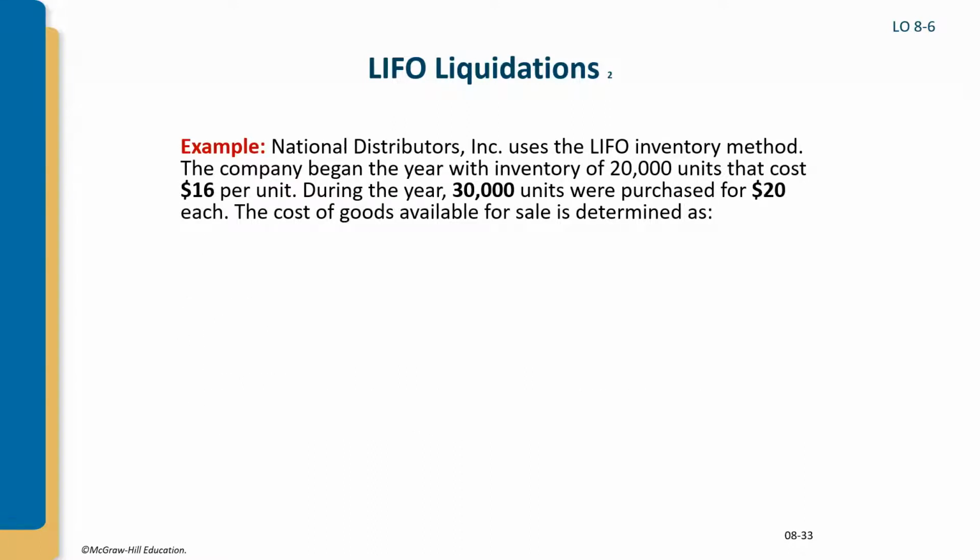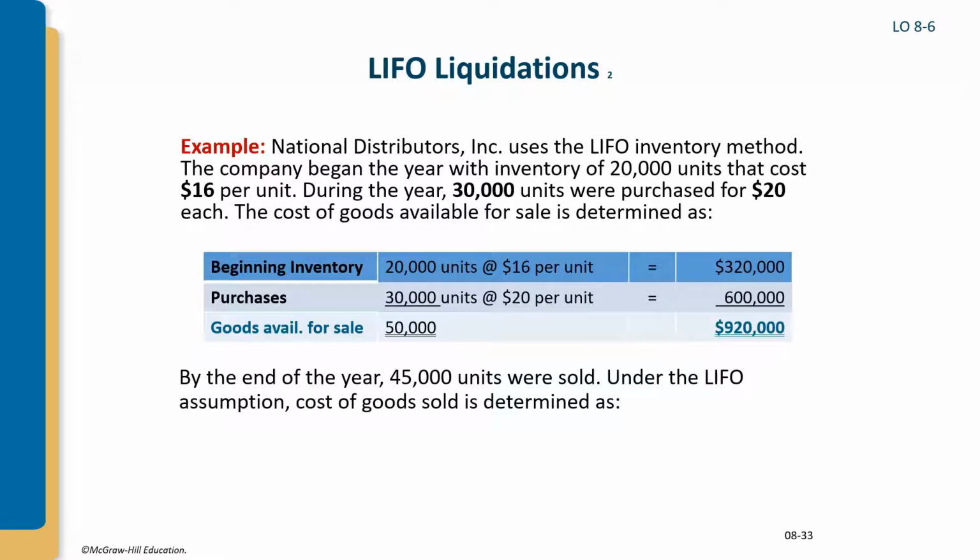Take a look. National Distributors uses LIFO inventory. The company began the year with 20,000 cups that cost $16 each. During the year, they purchased 30,000 that cost $20. Okay, so they could have sold 50,000. To truly get the effect of LIFO, they should have only sold 30,000.